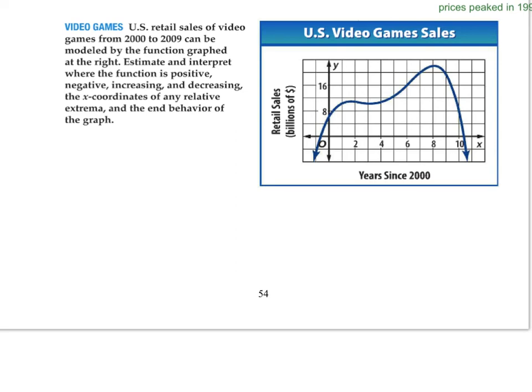Then where is the graph increasing? So the graph is increasing from x values from really negative infinity, but if we're talking just where it makes sense, from x equals 0 until about x equals 1.5. And then again from about, we'll just go ahead and say 3, until x equals 8. So from x equals 0 to x equals 1.5 and x equals 3 to x equals 8, the graph is increasing. So that means that during those times, from 2000 to about mid-2001, and from 2003 till 2008, we saw increases in video game sales.